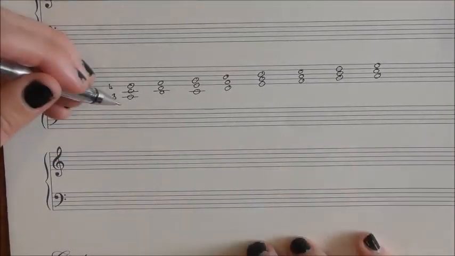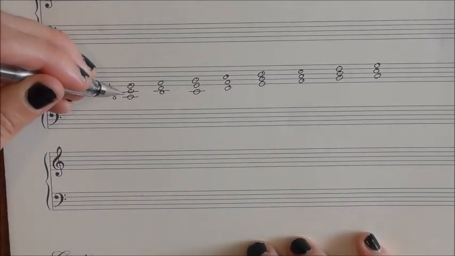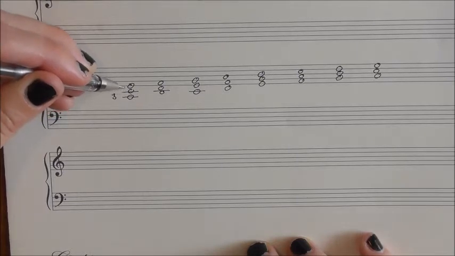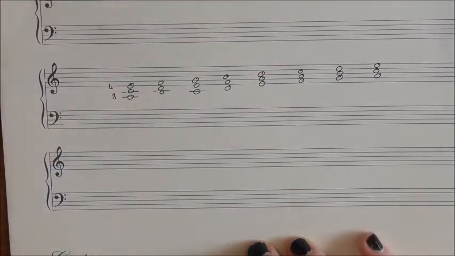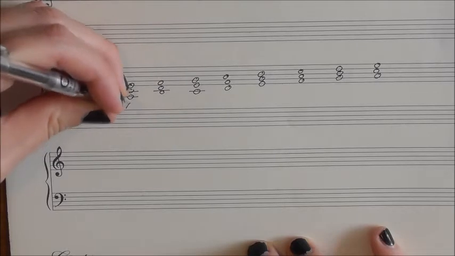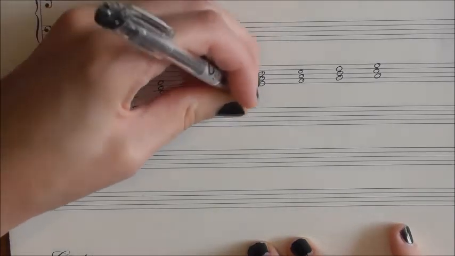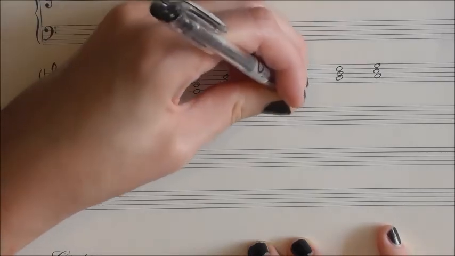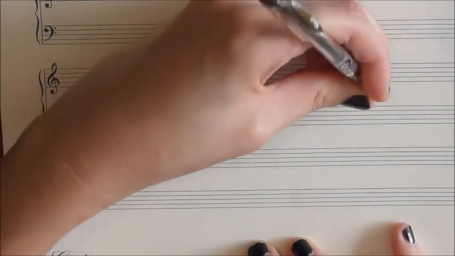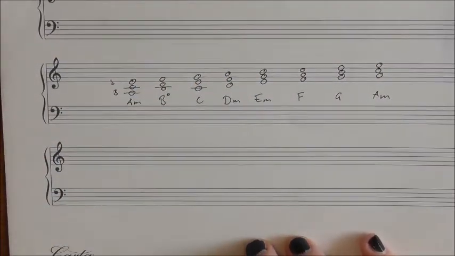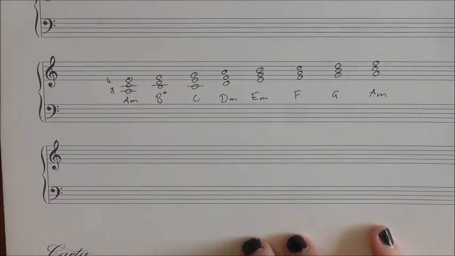So then you have to count the distance between the bottom two to work out how many semitones between those, how many semitones between the top two, and then you can figure it out for the rest of the chords. So I'll just do that really quickly now. We've got A minor, B diminished, C major, D minor, E minor, F major, G major, and A minor. I forgot to say earlier that we're actually in A natural minor.